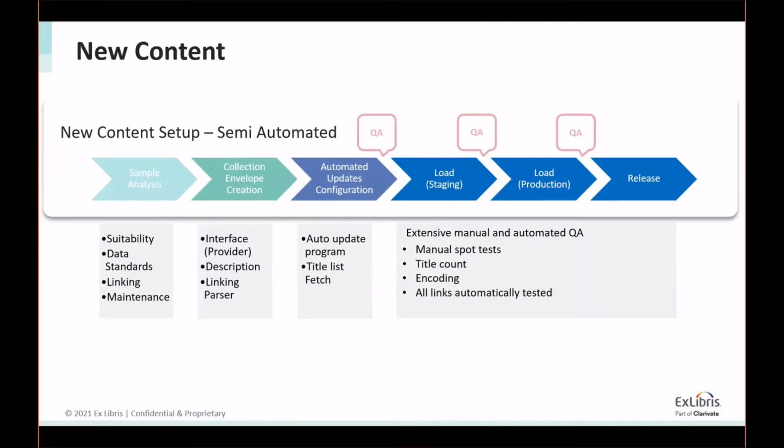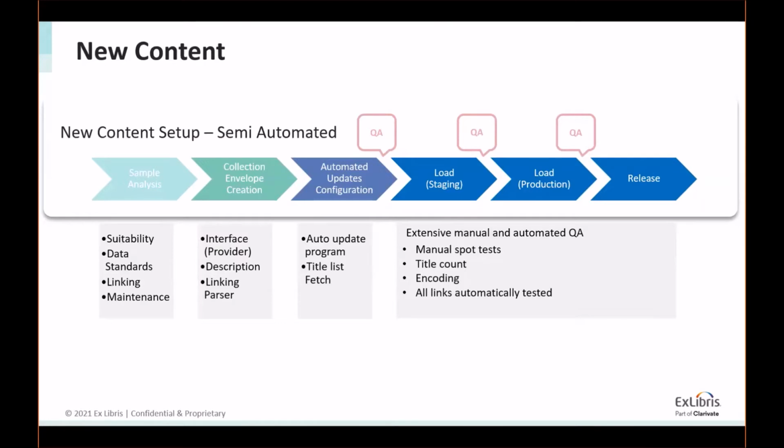All right, so at this point, we manually verify that the configuration is set properly. This is the first QA that we take. The content is now being loaded to a staging environment. The staging environment is a production lookalike environment on which we check the title count in comparison to the title list. We verify that there are no encoding issues, and of course we run a link checker that checks all the loaded links to make sure everything is set properly.